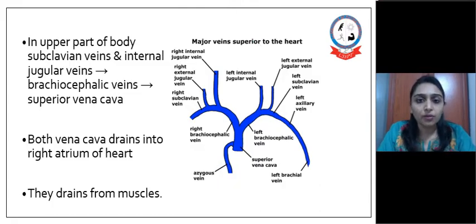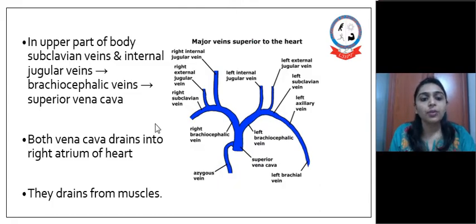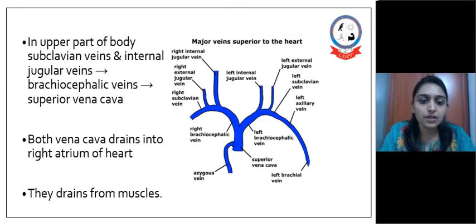The blood from the upper half of the body is drawn either by the subclavian vein or by the jugular vein. Jugular vein usually accompanies the common carotid artery, which supplies the brain. Both of these combine to form the brachiocephalic vein, and the brachiocephalic veins from both sides join to form the superior vena cava. Both the vena cava, superior and inferior, drain blood into the right atrium of the heart. These veins drain blood from the muscle itself.